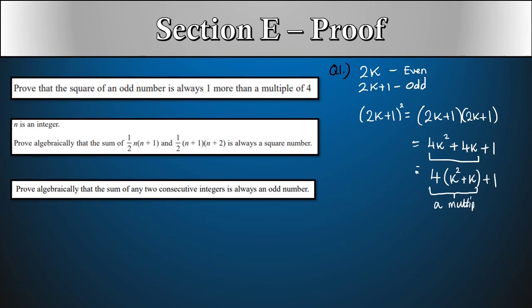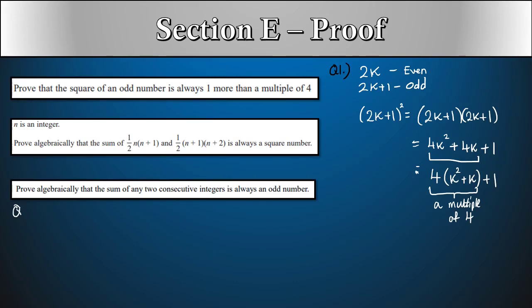So if we have a multiple of 4, and we have this plus 1 at the end, this is always 1 more than a multiple of 4. And this is exactly all we need to show. Okay, so if you can show that this part here is a multiple of 4, if we add 1, then it's always 1 more than a multiple of 4. Okay, so not too bad, I don't think. You know, just these ideas. Again, you need to be confident with the language.